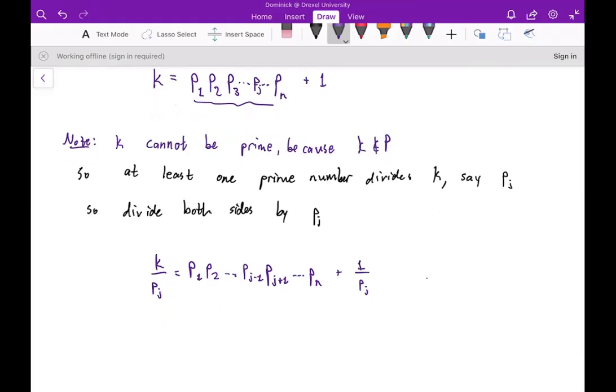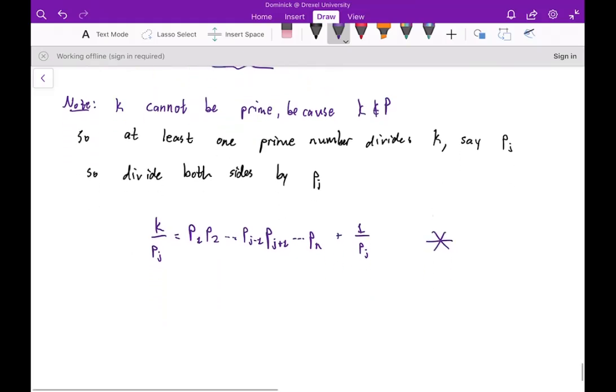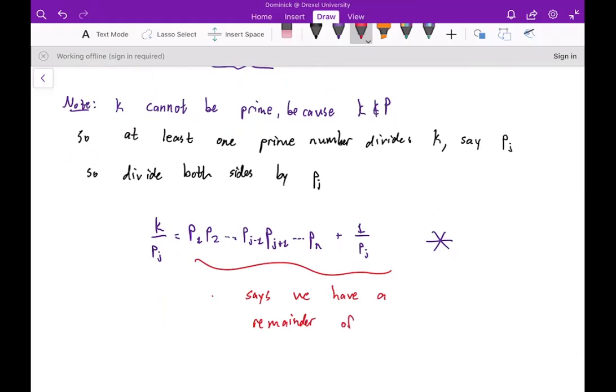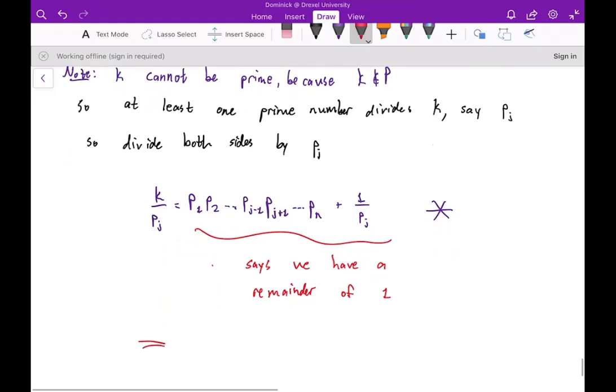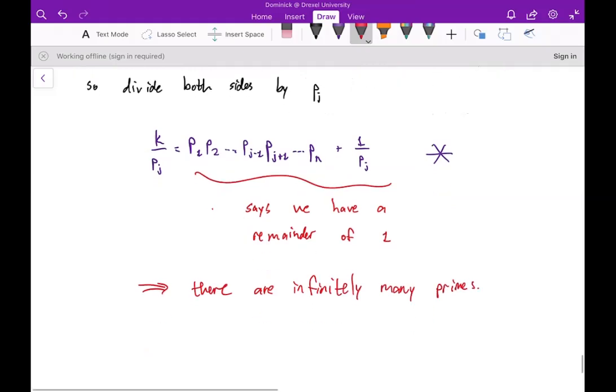All right, but of course, this is our contradiction, right? Because this should divide it cleanly, but this says that we have a remainder of 1. Right, so this is a contradiction. So then this leads us to conclude that there must be infinitely many primes. Okay, so that's the idea behind proof by contradiction. All right, so I hope you enjoyed, and I will see you next time.